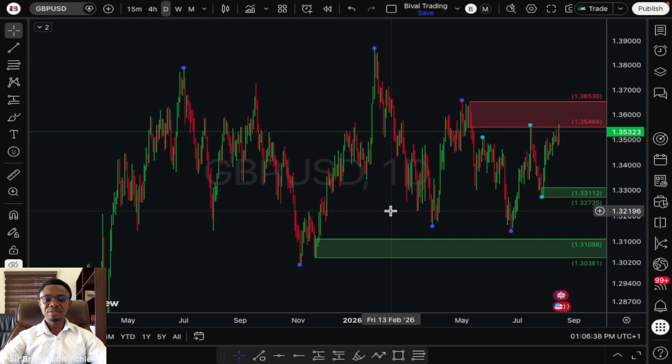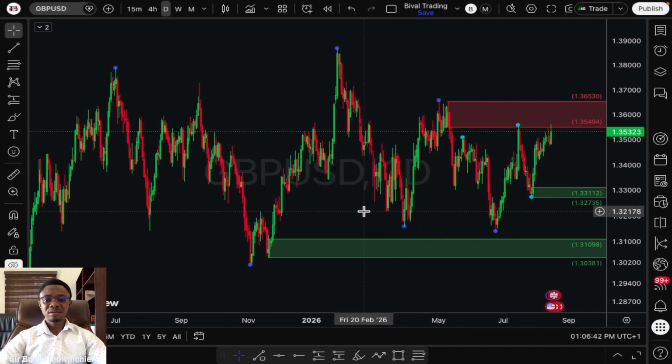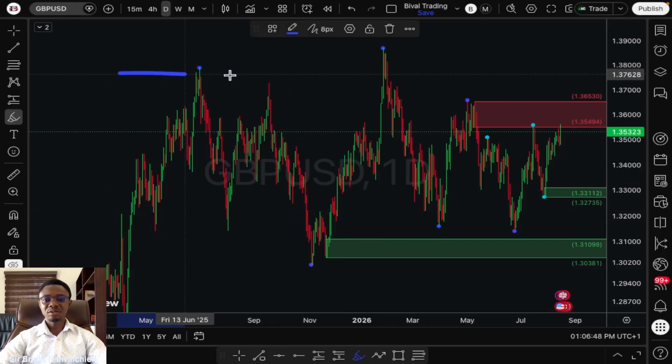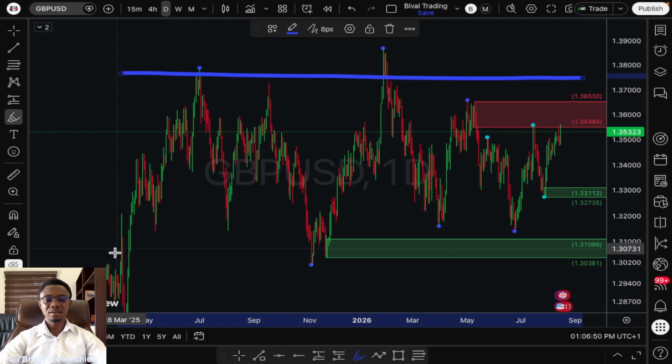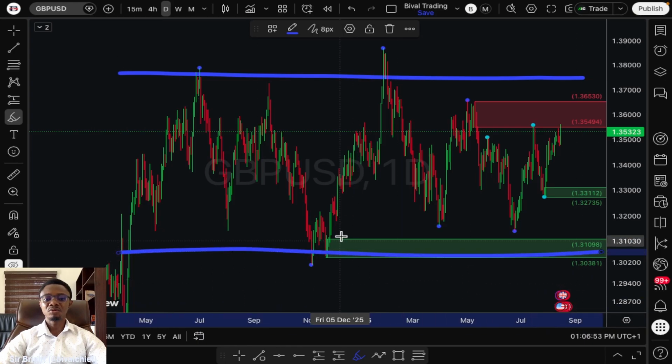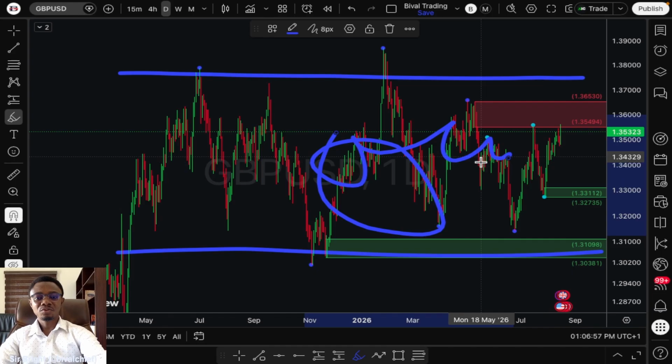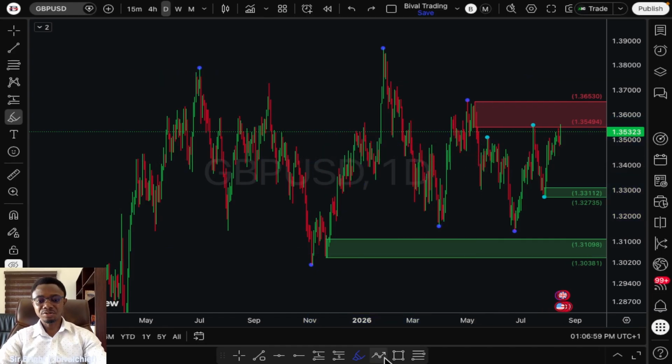The next one on our screen here is GBPUSD. If you look at GBPUSD right here on the daily time frame, market structure wise, you can see that price is actually ranging between this high and low, just within this zone. Price is ranging here. So how are we going to trade this market condition?